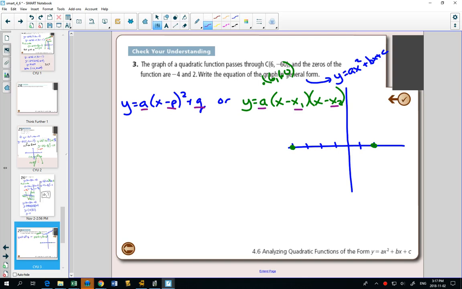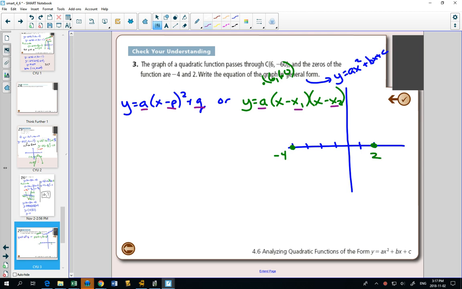So looking at this and the information that I'm given, do I know my vertex? Is it labeled? No. I would know my axis of symmetry, so I could find P. But then you'd have to do your systems of equations to find A and Q, just like you did on your quiz.